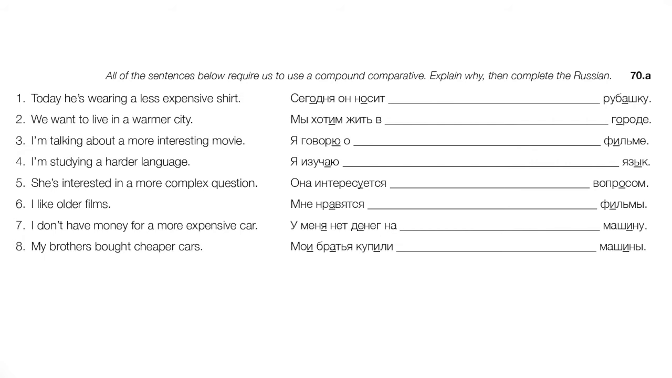Number 3, I'm talking about a more interesting movie. Again, here a preposition, we need the prepositional case again. Я говорю о более интересном фильме. 4, I'm studying a harder language. Okay, this is accusative actually. Я изучаю более трудный язык.